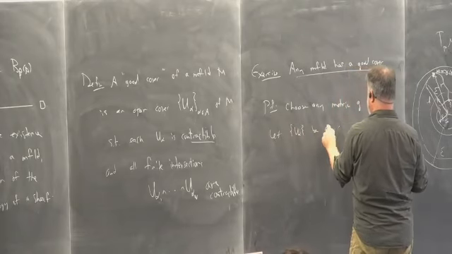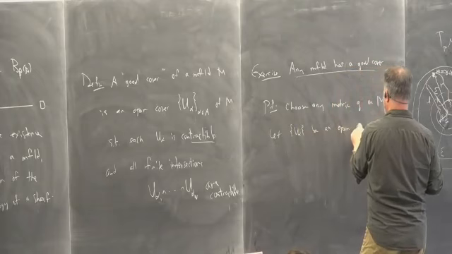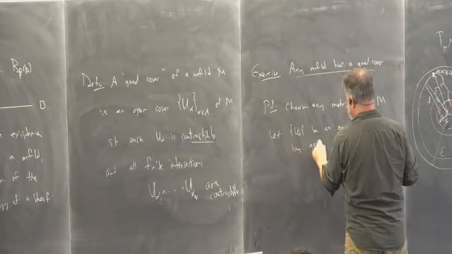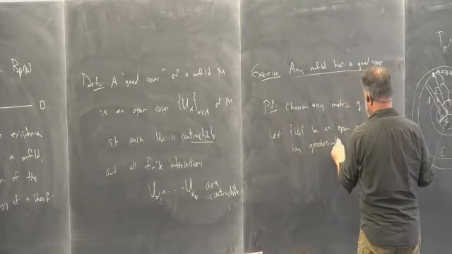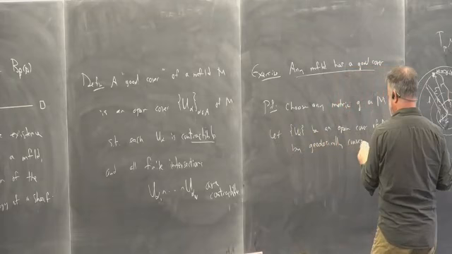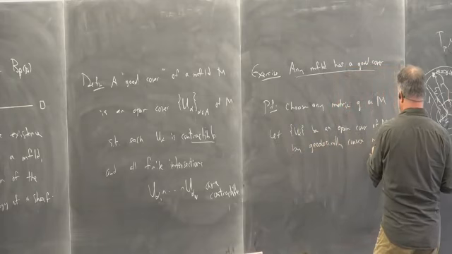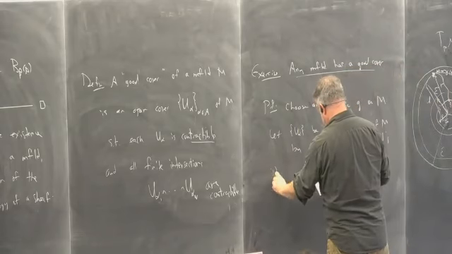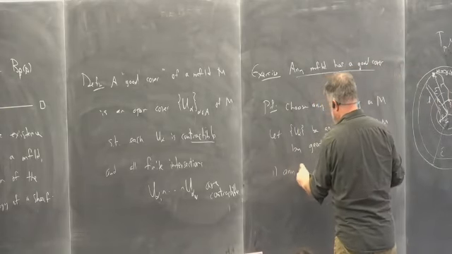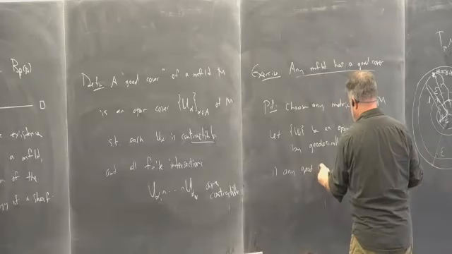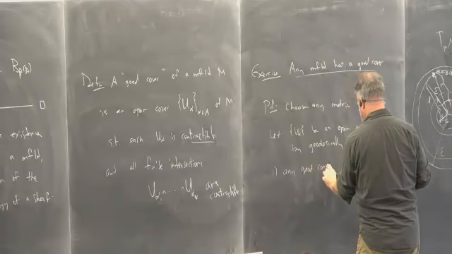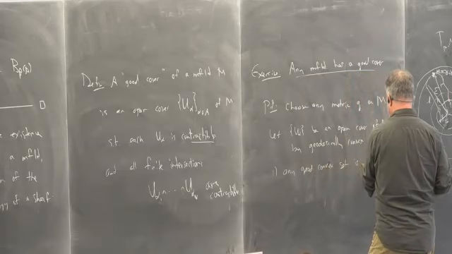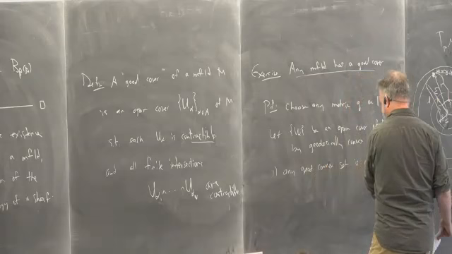be an open cover of M by geodesically convex neighborhoods. We just proved that every point lies in a geodesically convex neighborhood, so we can cover it like this. And what you need to show is, first, any geodesically convex set is contractible. Let me say open set.